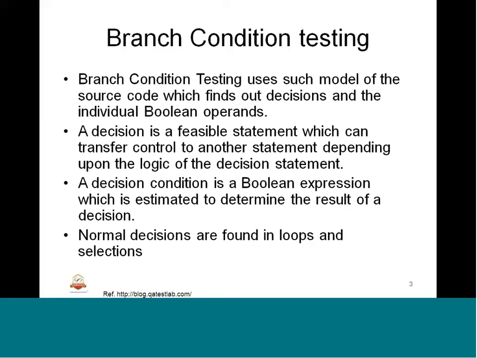which recognizes decisions and the individual Boolean operands within the decision conditions. That means there could be decisions within the operand itself, the Boolean operand itself. So that also will be exercised. Whereas in the case of branch condition alone, we take care of the decisions and the individual Boolean operands, that is all. Here we take care of decisions and the individual Boolean operands within the decision conditions.